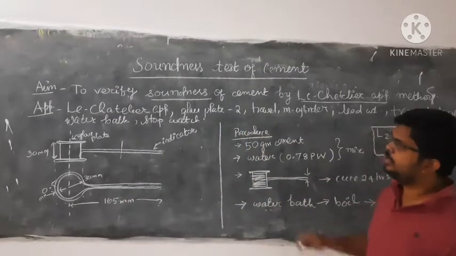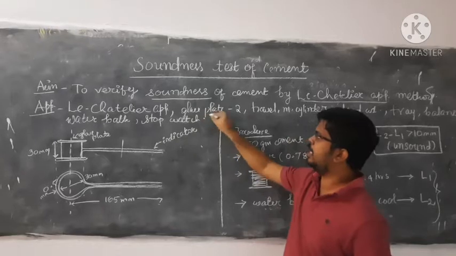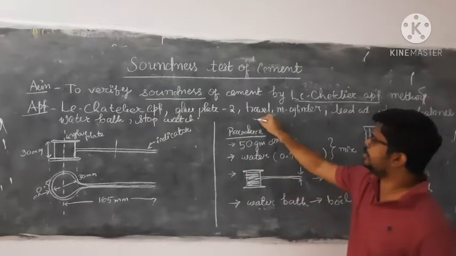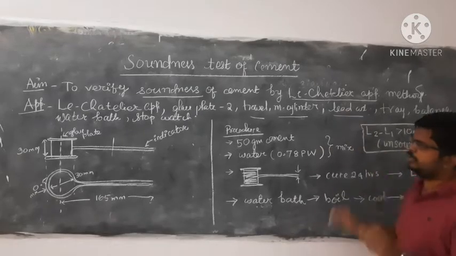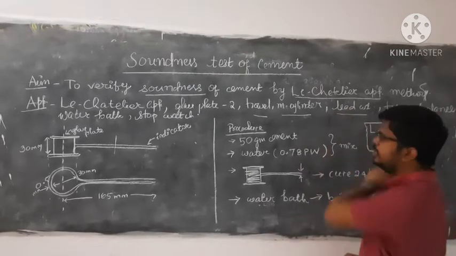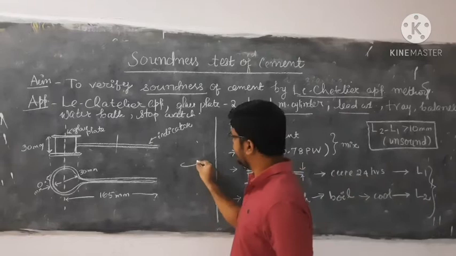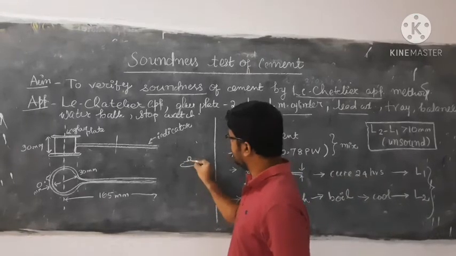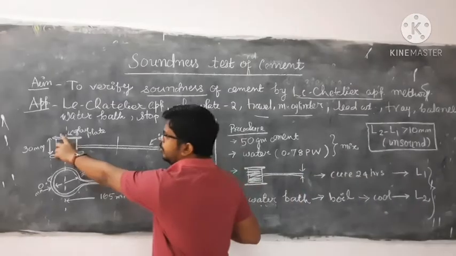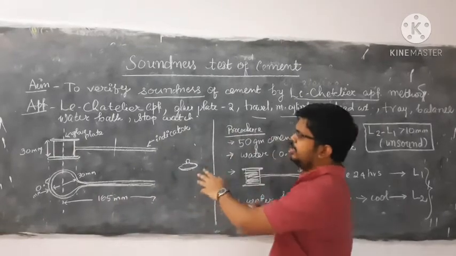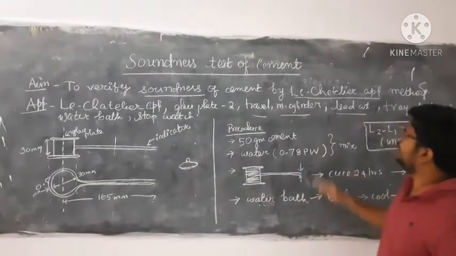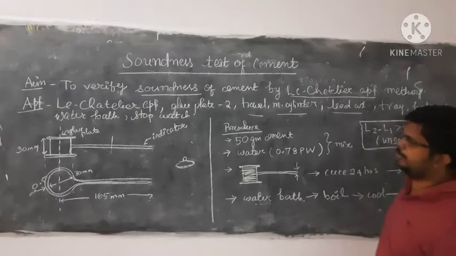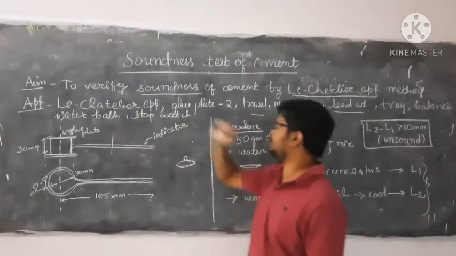So we need a Lee-Chatelier apparatus, two glass plates, one trowel, one measuring cylinder, one lead weight. Let me explain in brief what the lead weight is. Lead weight is like this. It is put over the top glass plate, and I will show during the experiment process. Also, one tray, balance, water bath, and stopwatch.